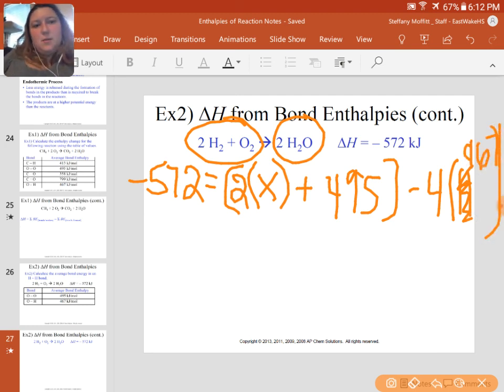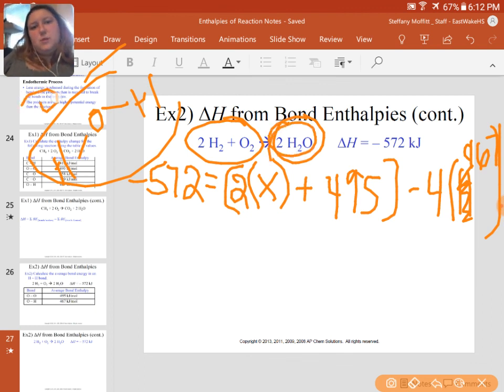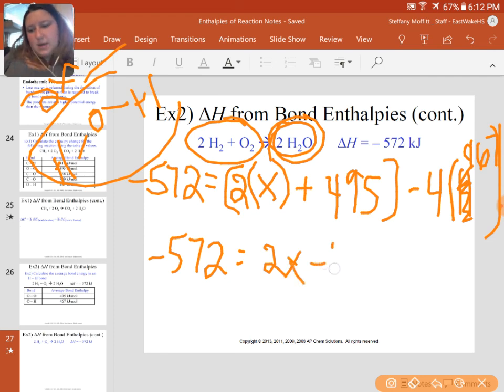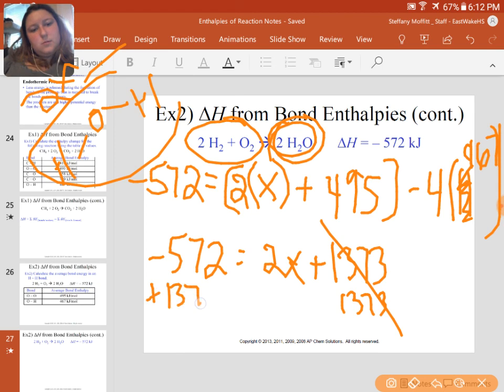Oh, that's ugly. Because I have this thing going on right here. This is already 2, but I have 2 of those H2Os, so multiply the whole thing by 2 to get 4. And I get negative 572 equals 2x minus 1373. Plus 1373 to both sides, and I get 801 equals 2x.